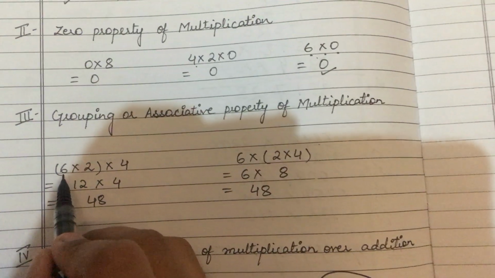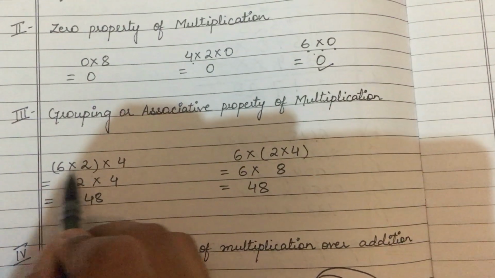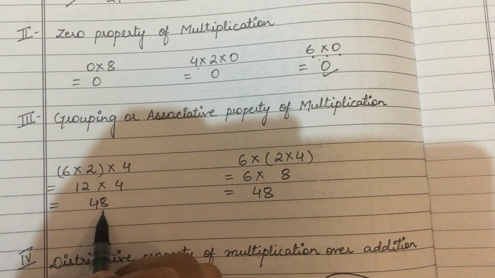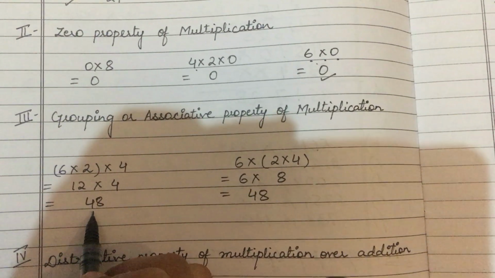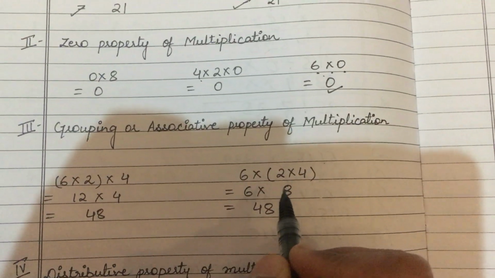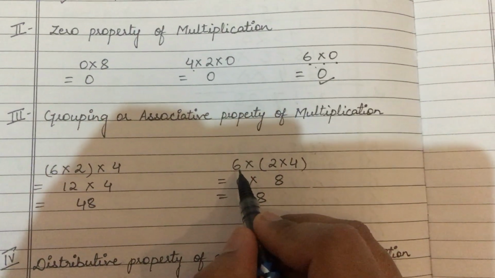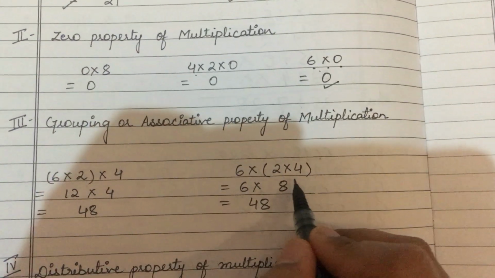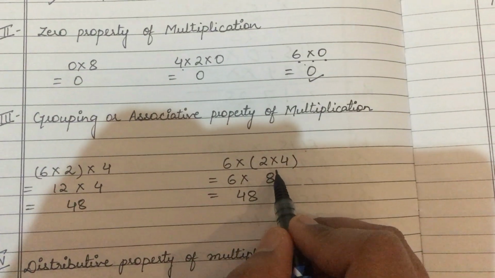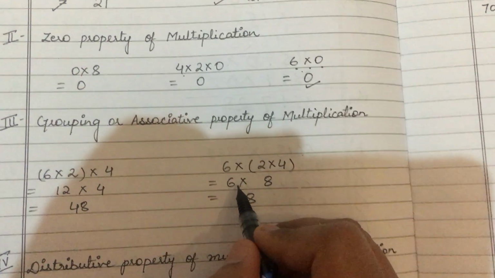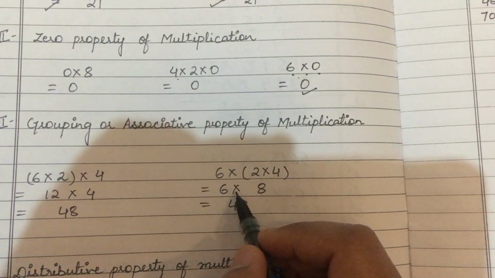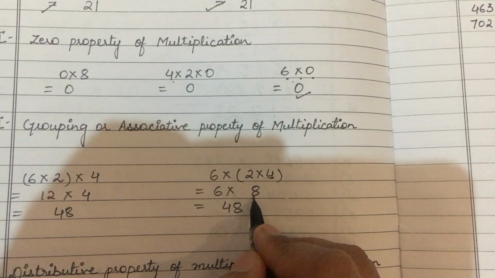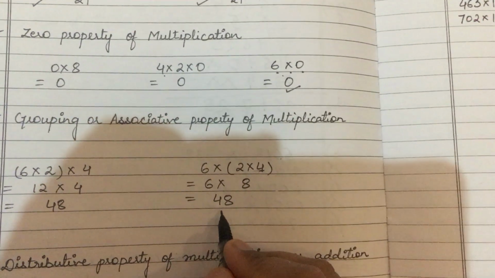First let's multiply 6 into 2. 6 into 2 is 12, multiplied by 4. 12 multiplied by 4, the answer is 48. Now let's change the groups. Now we have kept 6 outside and we have kept 2 and 4 inside the bracket. Let's solve the bracket first. 2 into 4 is 8. Now let's multiply 6 into 8. 6 into 8 is again 48.